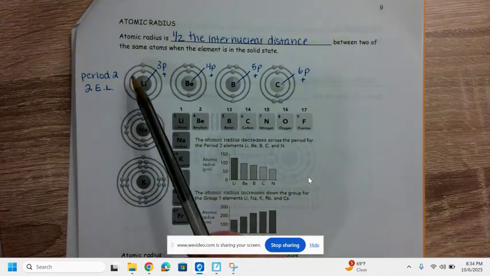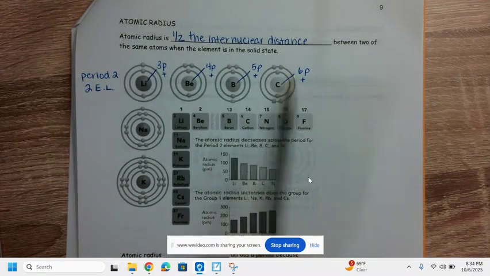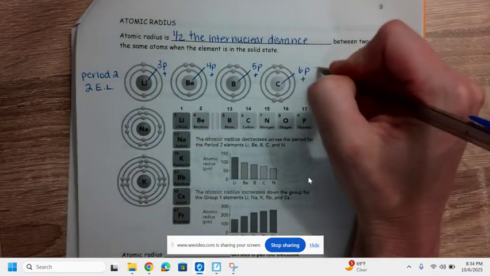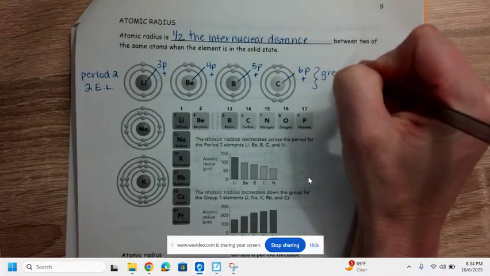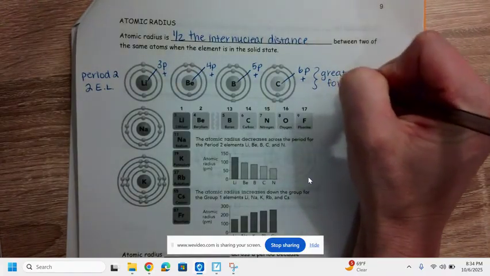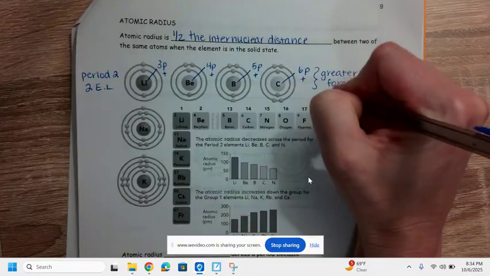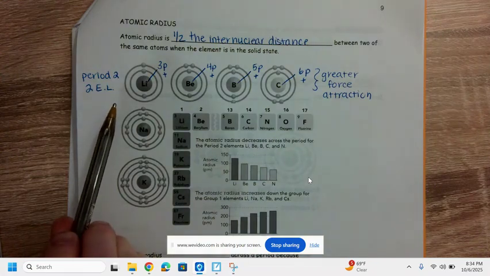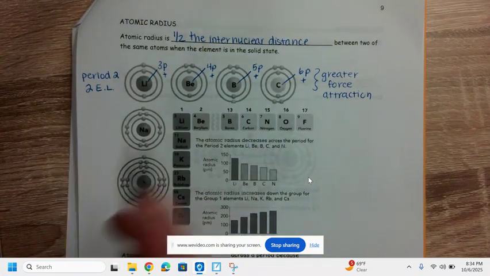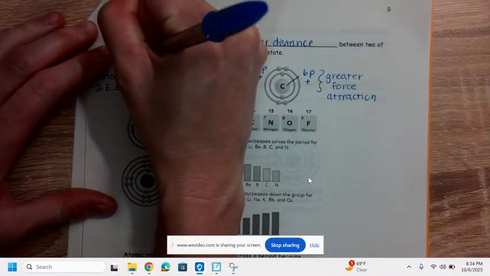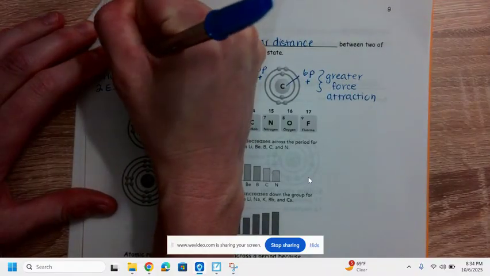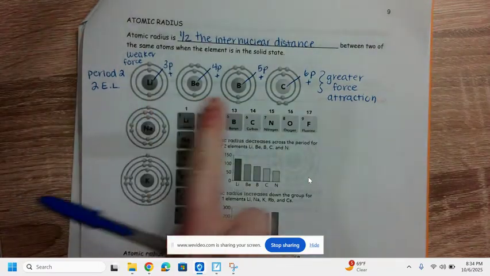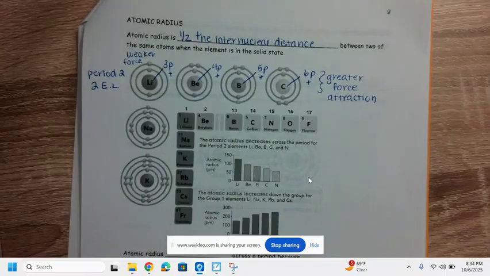And because these electrons are all the same distance away from the nucleus, that means carbon is going to have a greater force of attraction between the protons and the electrons than lithium, which is going to have a weaker force of attraction. So it might help you to add in weaker force right there. So weaker force, and then it gets stronger and greater force of attraction.